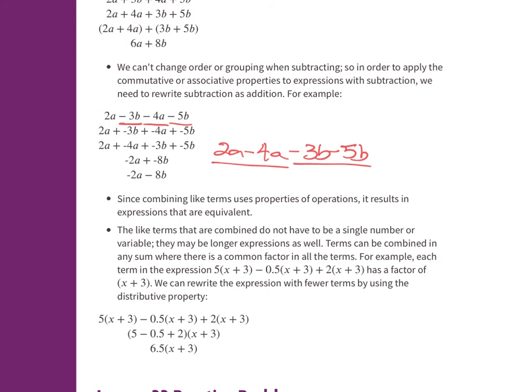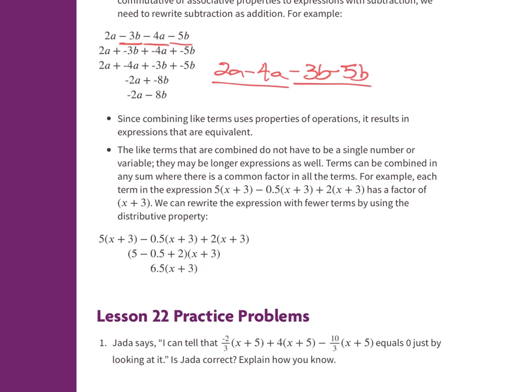Since combining like terms usually uses properties of operations, it results in expressions that are equivalent. The like terms that are combined do not have to be a single number or a variable. They may be longer expressions as well. Terms can be combined in any sum where there is a common factor in all the terms. For example, each term in the expression 5 times (x plus 3) minus 0.5 times (x plus 3) plus 2 times (x minus 3) has the factor of (x plus 3). We can rewrite the expression with fewer terms by using the distributive property. We can combine all the numbers outside. So 5 minus 0.5 plus 2 is 6.5 times (x plus 3).